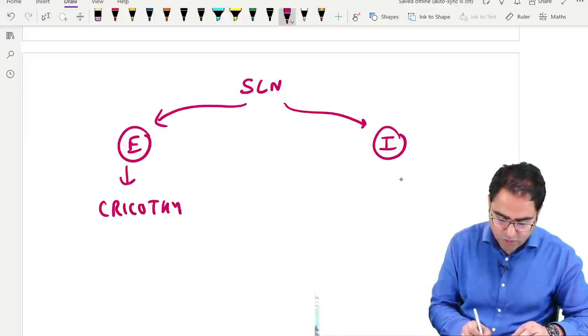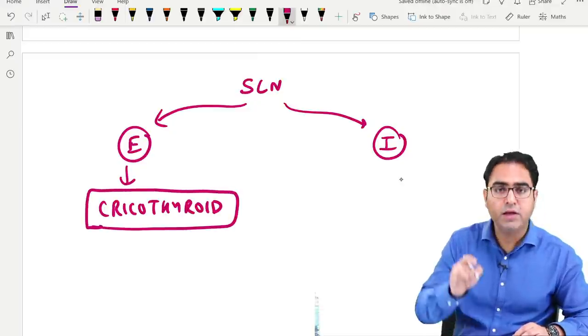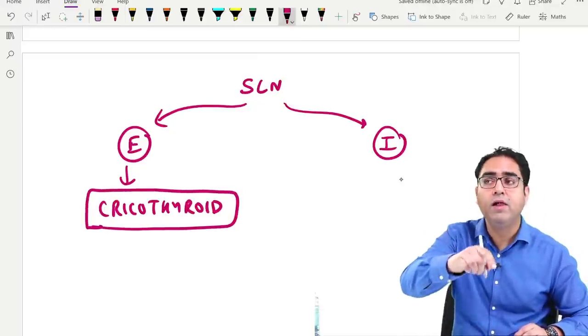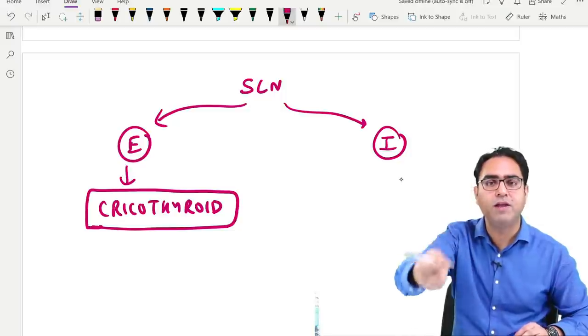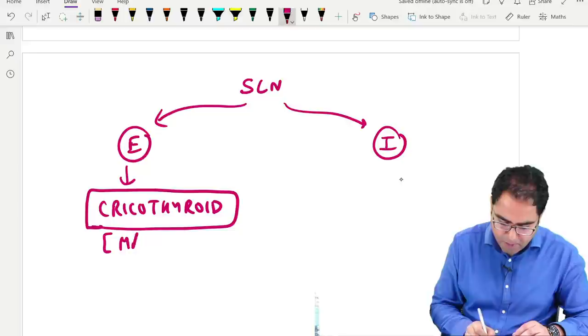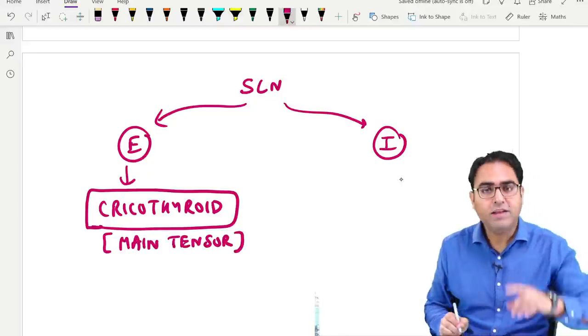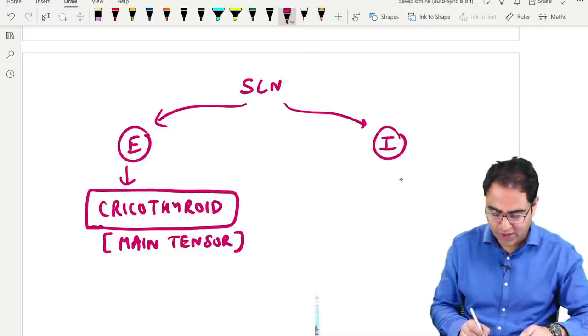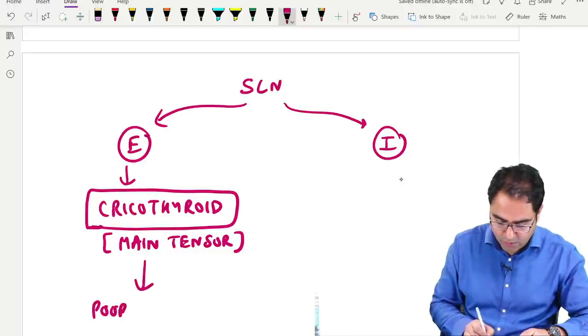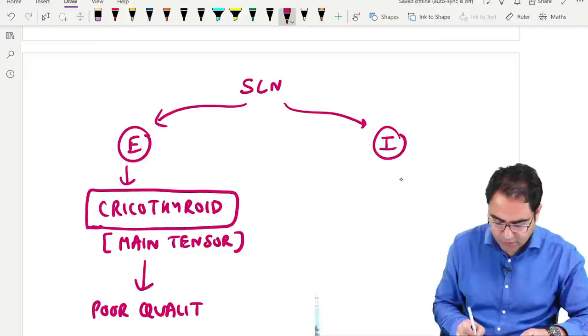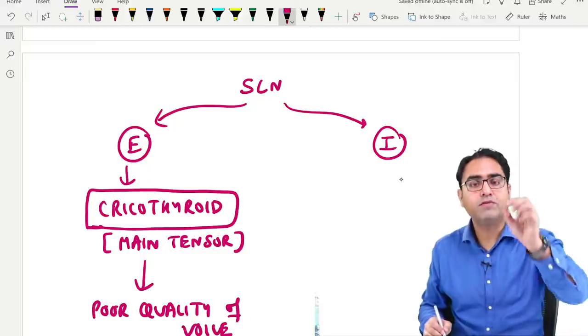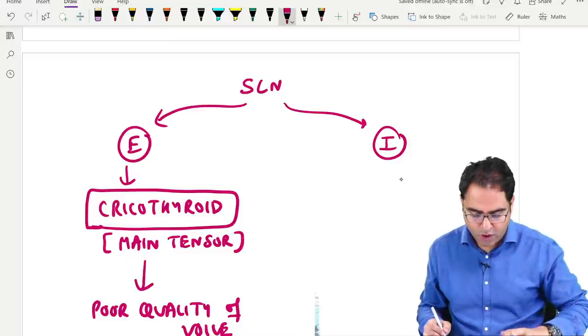I hope everybody knows all muscles of larynx are supplied by the recurrent laryngeal nerve except the cricothyroid, which is supplied by the external branch of the superior laryngeal nerve. And this is the main tensor. Tensor gives us quality of voice, and this will lead to poor quality of voice. So, one symptom will be poor quality of voice.